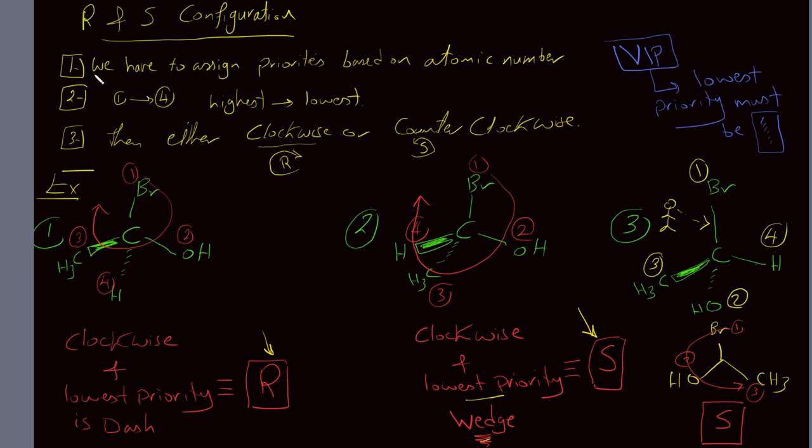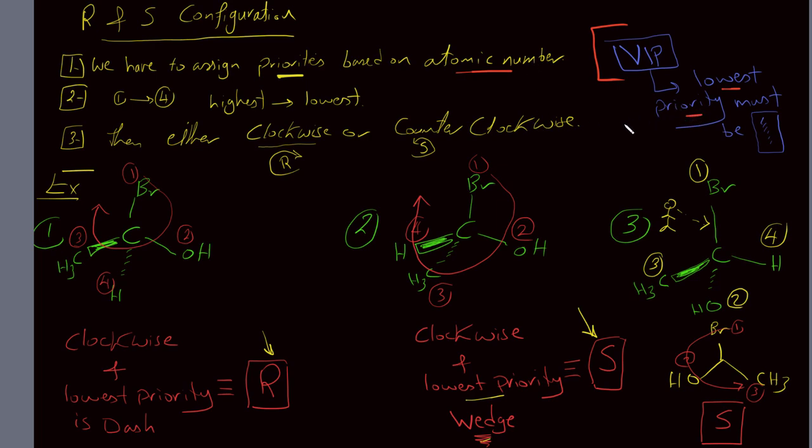So what we learn here is that we will be looking at priorities to assign R and S based on the atomic number of each substituent. We will assign it 1 to 4, which is highest to lowest. Then you will just do rotation, whether it's clockwise or counterclockwise. If it's clockwise, it's going to be R, counterclockwise is going to be S. The most important rule is your lowest priority must be pointing away from you. You can think about it this way and then apply the rules here based on that.